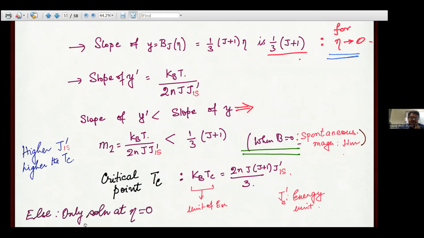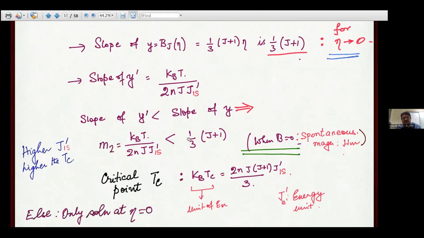On the other hand, if this slope of y dash was more than the slope, then the only solution is that eta equal to 0. Means Sm is always equal to 0 at high temperatures, because the slope of y dash is decided by kBT. And the critical point where they just touch, where you start showing a finite value of Hm, the critical point between these two regimes, is when these two slopes are equal.